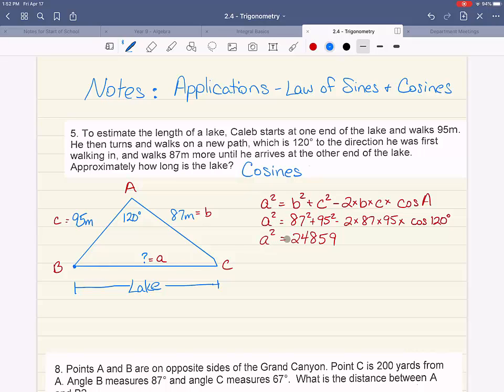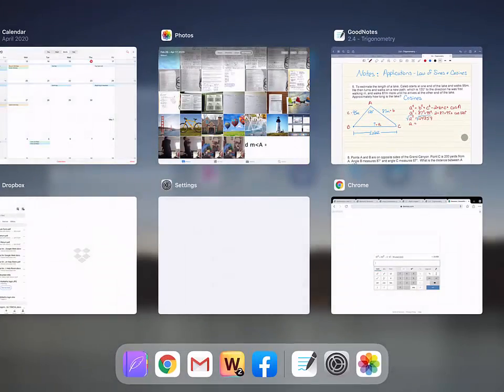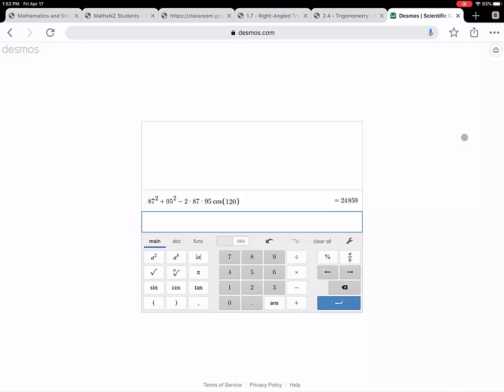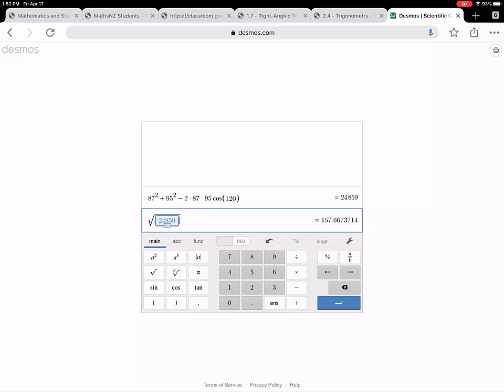All right? Now think for a minute, how do you remove the square from the A? Here's my square. How do I take that off? The way I take it off is with a square root. So I'm going to square root both sides. And I get A equals, I'm going to be doing square root of answer. So I switch back to here. I push the square root key. And I push the answer key. And it pulls that 24859 that I had before.